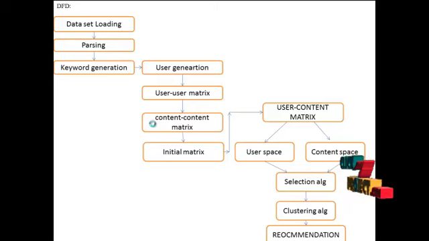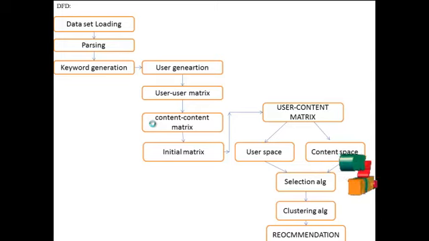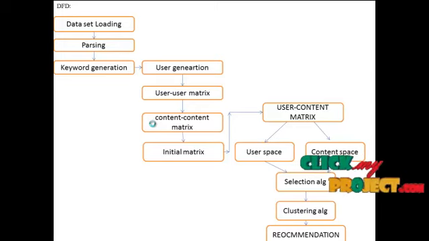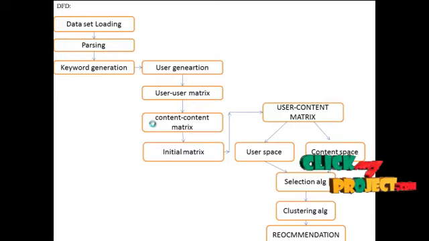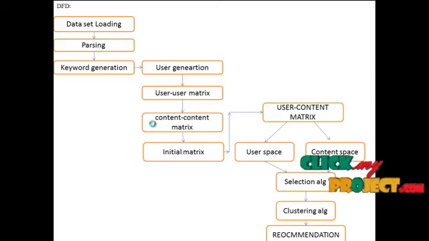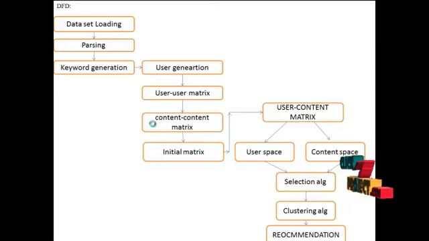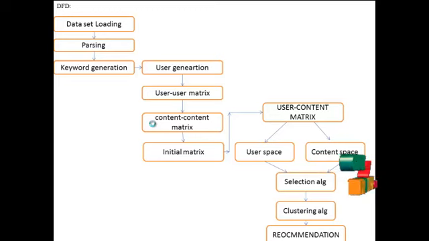User space is a particular URL depending upon the particular user. Content space is a particular URL depending upon another user. It should be given to the selection algorithm. Next, from this selection algorithm we form the clustering algorithm. The result of the clustering algorithm is given to the recommendation.